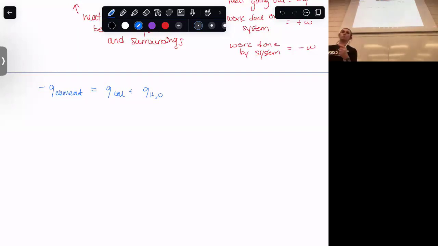Your system is usually the reaction that's happening, and so your surroundings is everything else. So, right, in order for that reaction to happen as the system, that needs either a negative or positive Q. So your surroundings, everything else, will get the opposite Q. Yep. Great question. And so when they say element, they mean the reaction happening is what is going to be here.